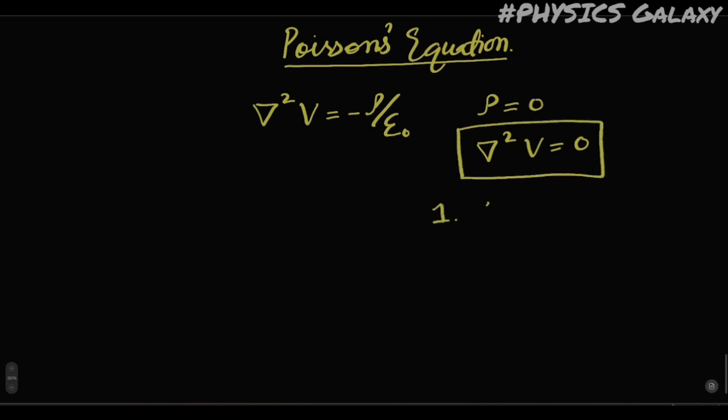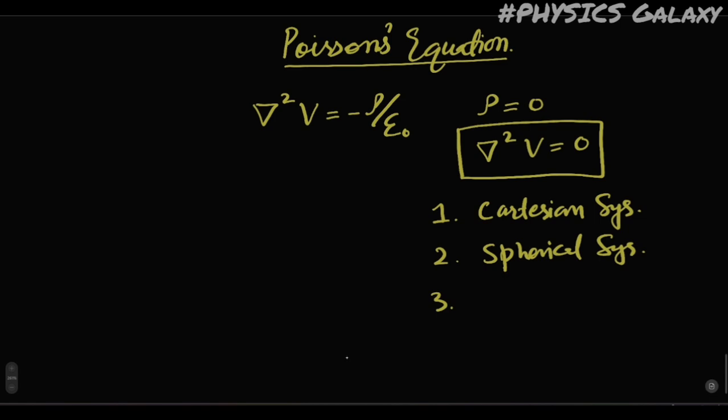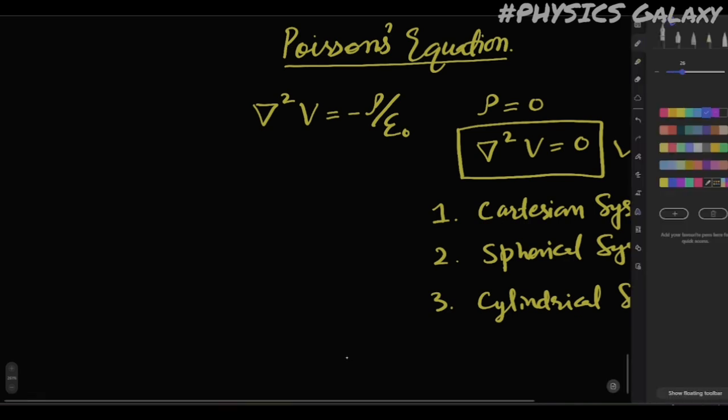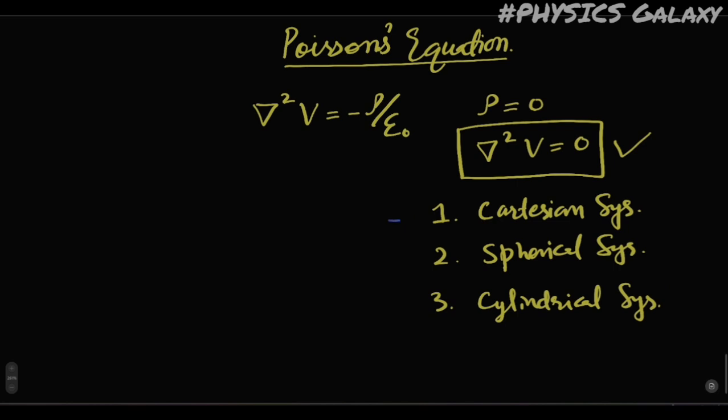So the first one was the Cartesian system, and the second one was the spherical system. And today what we're going to do is to solve this equation for the cylindrical system.